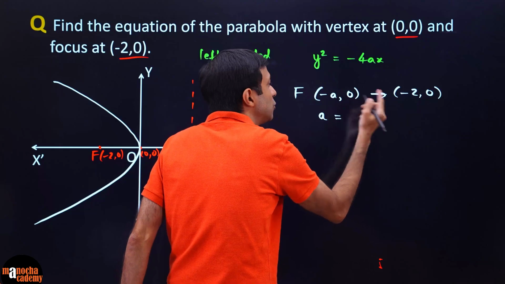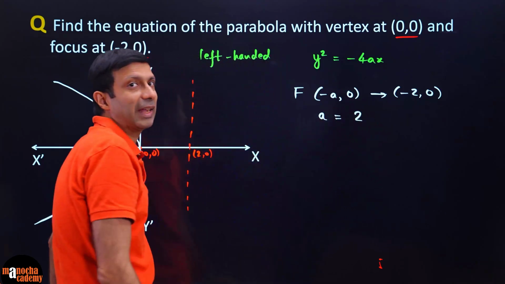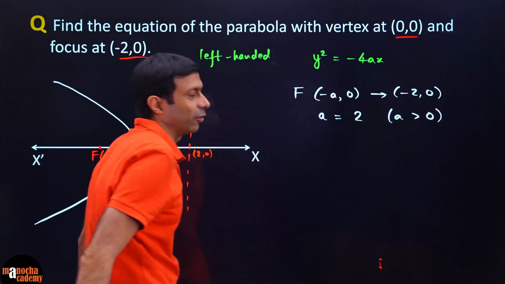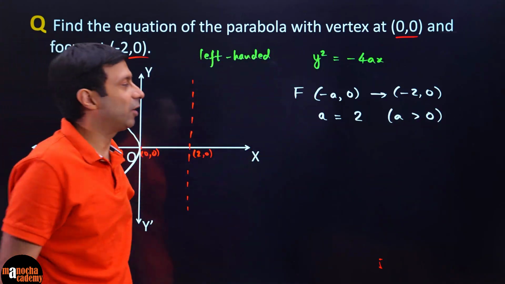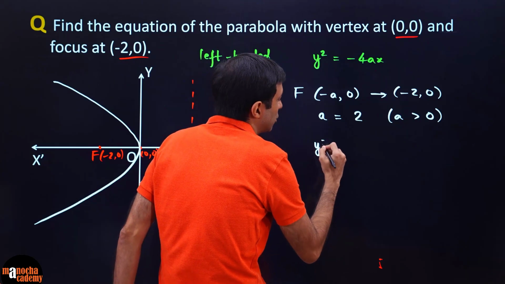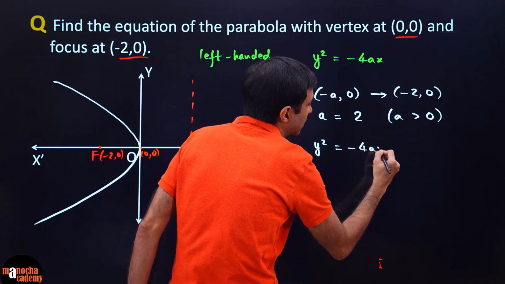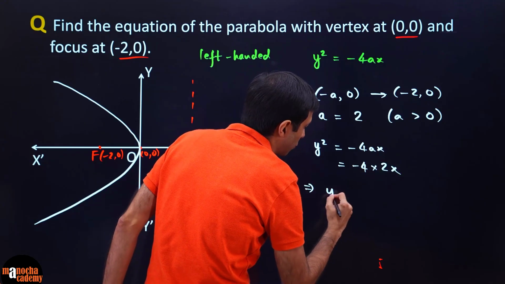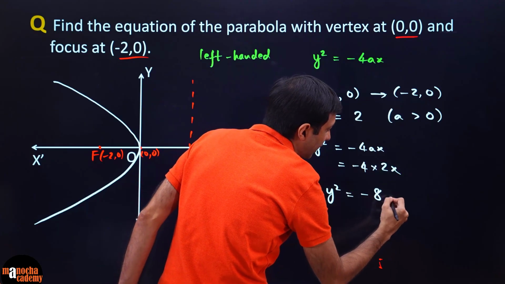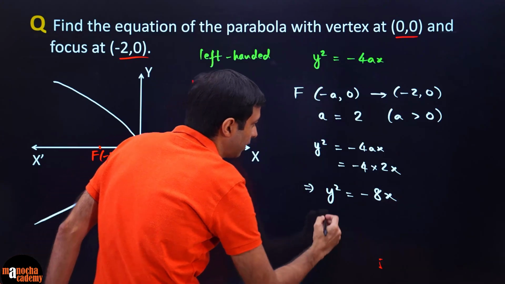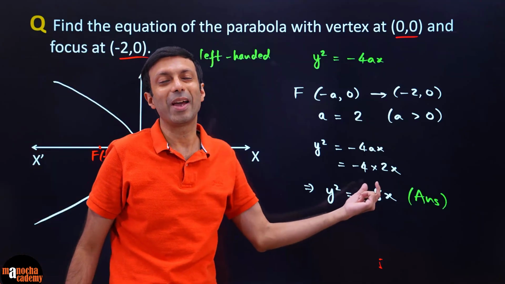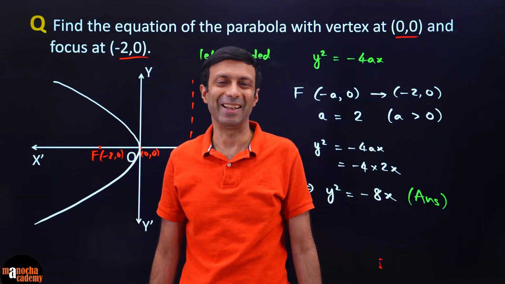A is not minus 2, a is equal to 2. Remember, a should always be positive. A should always be greater than 0. So go ahead and substitute this value. Substituting in y square equal to minus 4ax, I'm going to put a as 2. So we are getting y square equal to minus 8x. Check, is that the answer you're getting? The equation of the parabola based on the question given to us: y square equal to minus 8x.